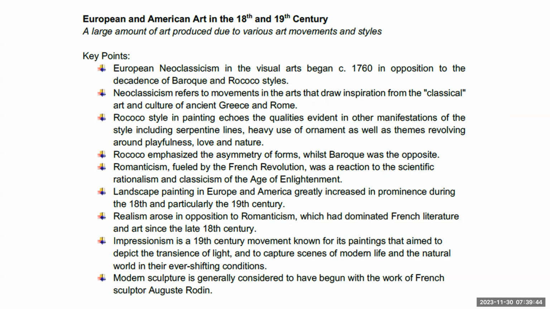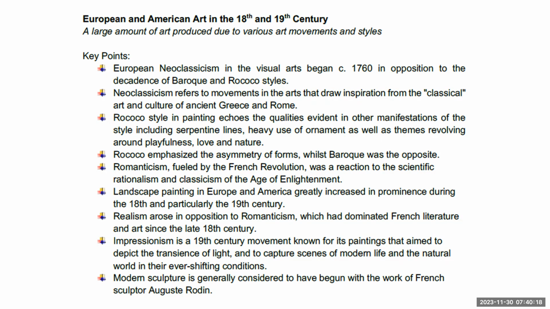Rococo style in painting echoes the qualities evident in other manifestations of the style, including serpentine lines, heavy use of ornament, as well as themes revolving around playfulness, love, and nature. Rococo emphasized the asymmetry of forms, while Baroque was the opposite. Romanticism, fueled by the French Revolution, was a reaction to the scientific rationalism and classicism of the Age of Enlightenment.